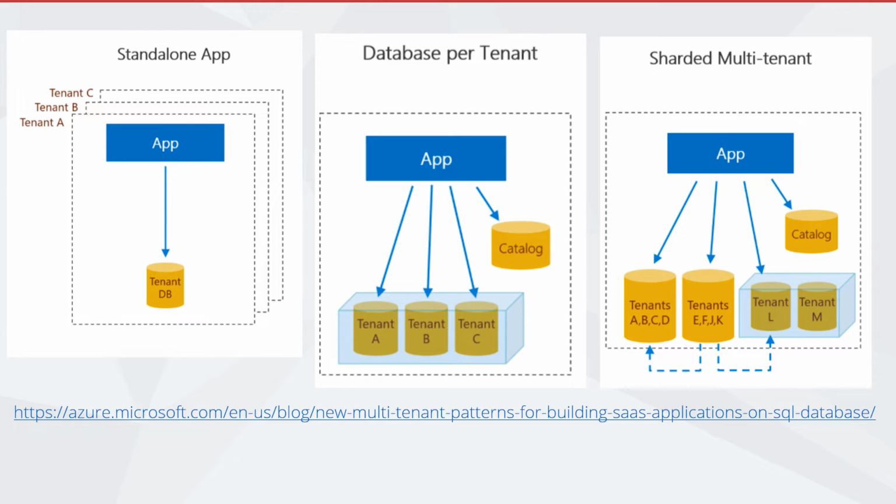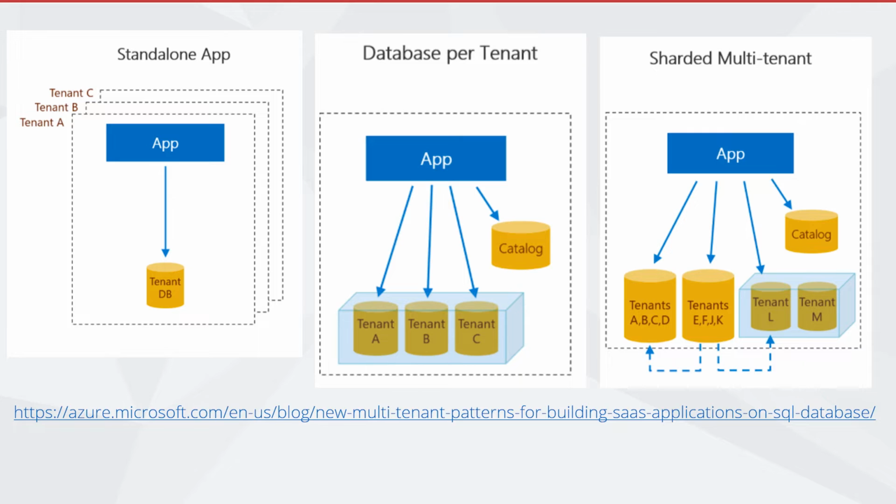So we've got here tenants A, B, C, and D in one database. We've got tenants E, F, J, and K in another database. Tenants L and M have their own database, and we've still got that catalog so that that single instance of the app knows how to find the right data for the right user.